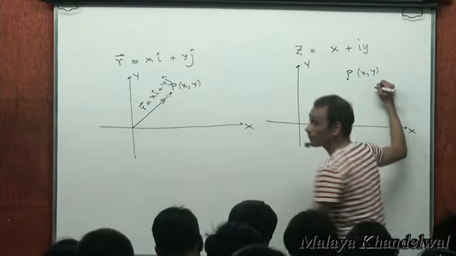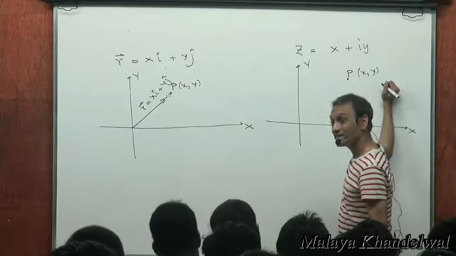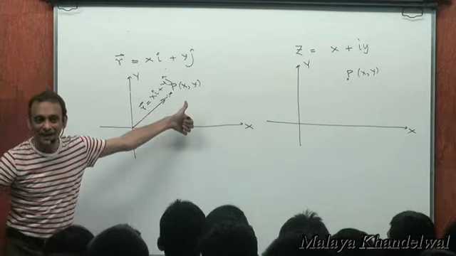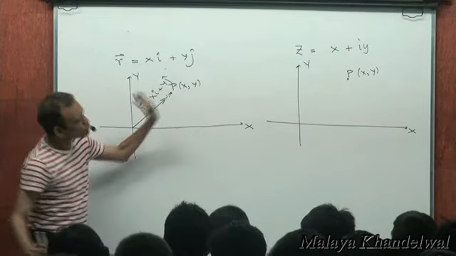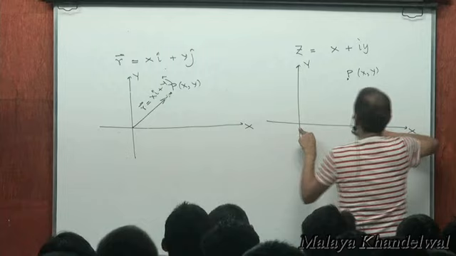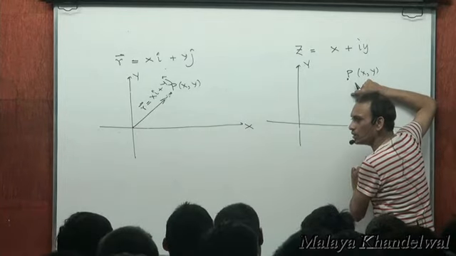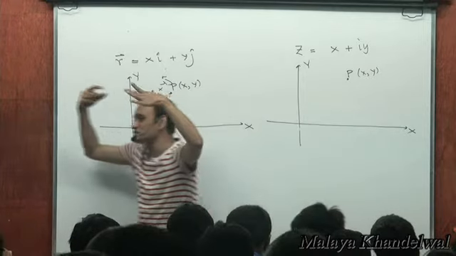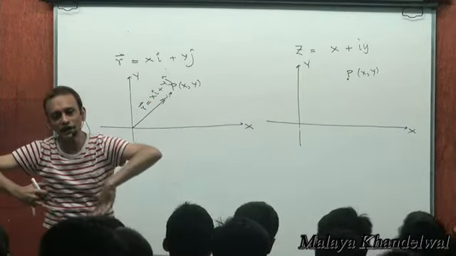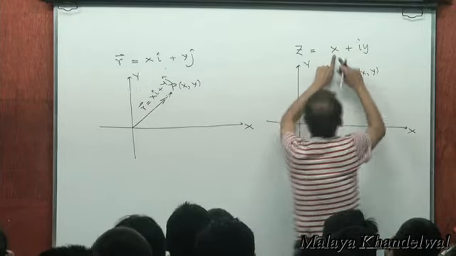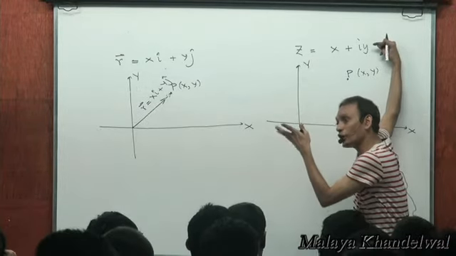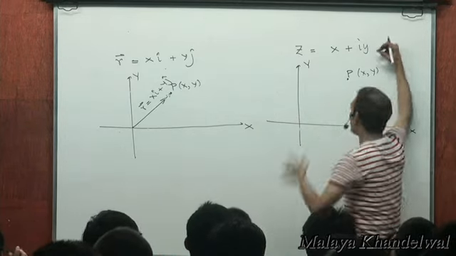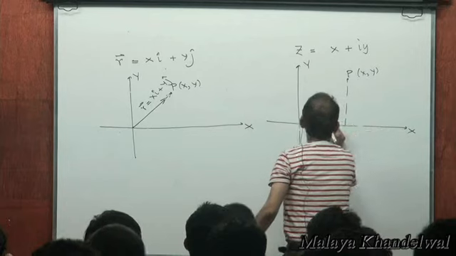X comma y. This is what this z does. This z is doing what this r did. This z is doing what that r did. Right? This also is saying that move x units parallel to the x-axis, y units parallel to the y-axis. xi cap and yj cap were independent operations, non-interfering. This operation x plus iy is also non-interfering. It's like moving x units along the x-axis, y units along the y-axis to locate the point P.